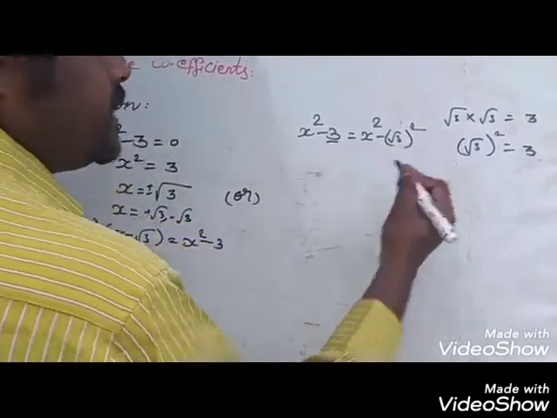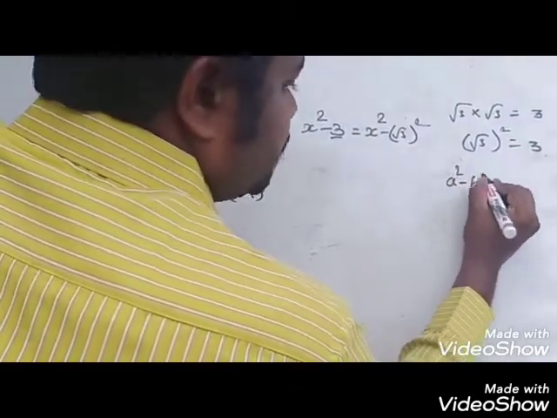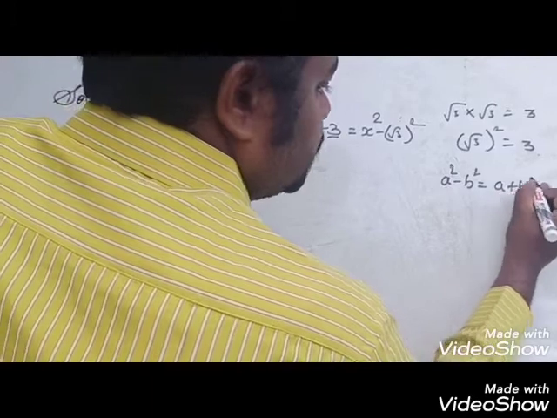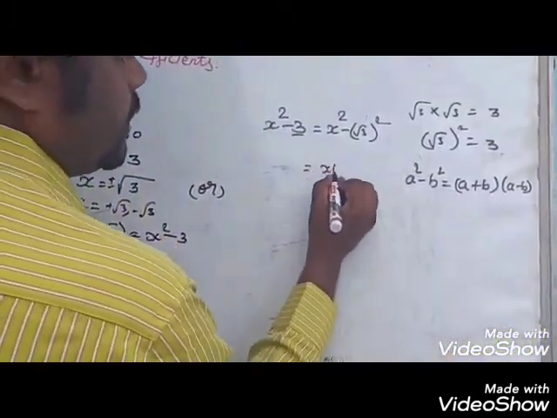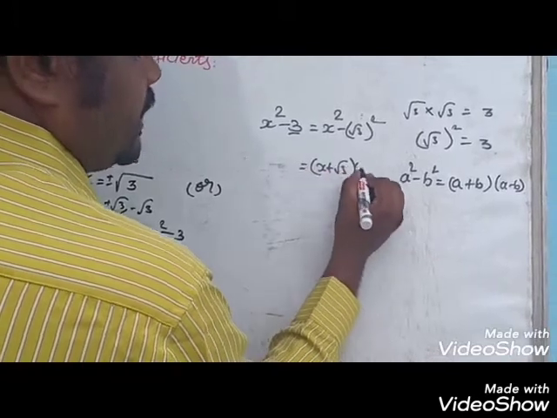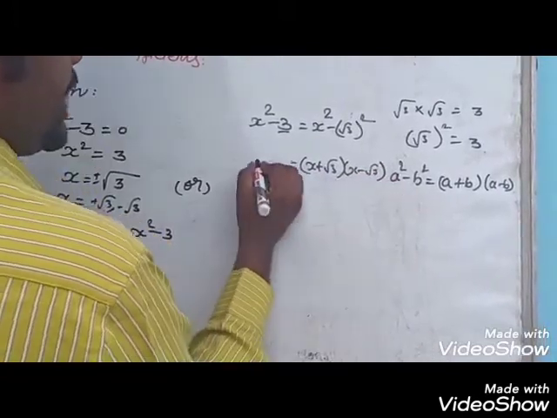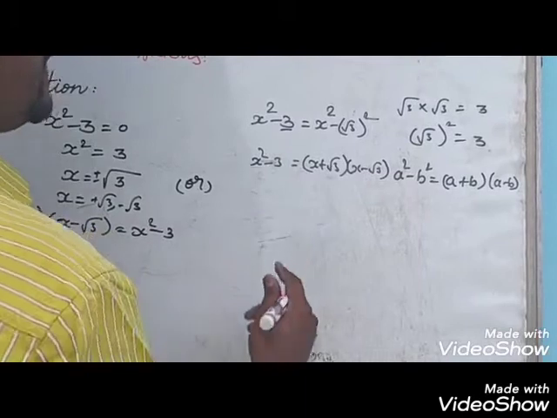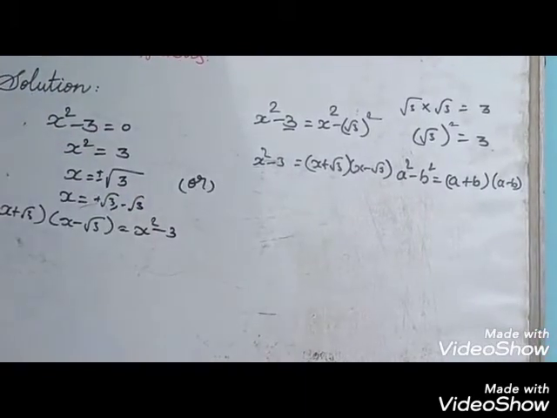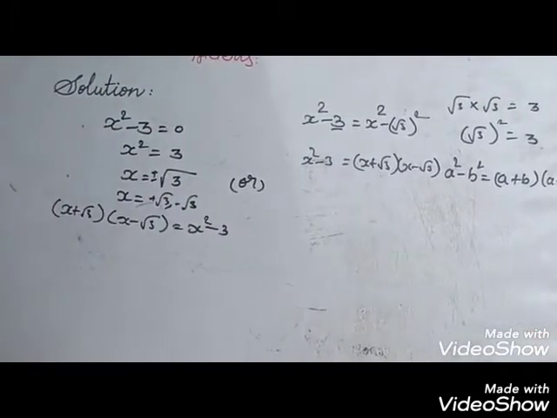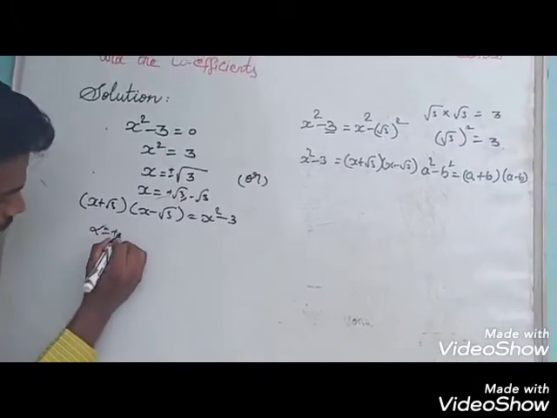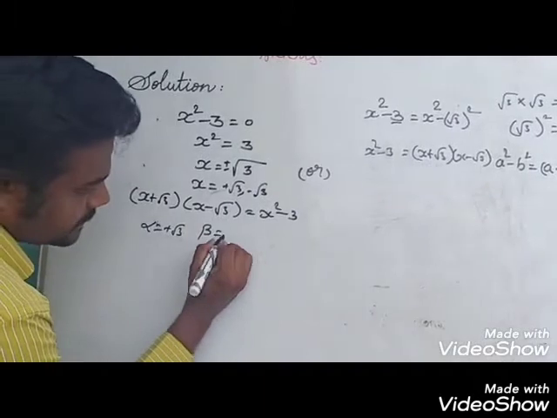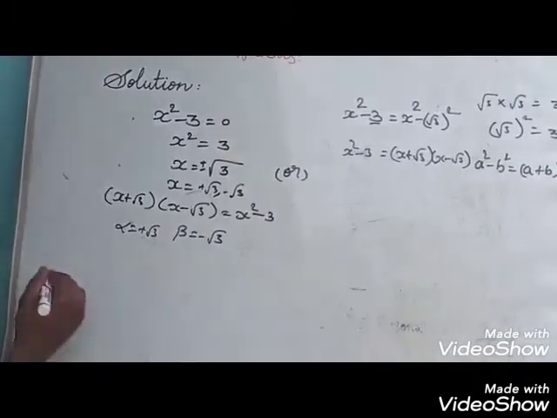So using the identity a square minus b square equal to a plus b into a minus b, I spread this as x plus root 3 and x minus root 3. So x plus root 3 and x minus root 3 are the factors of x square minus 3. Now we conclude plus root 3 and minus root 3 are alpha and beta. Therefore alpha equal to plus root 3, and beta equal to minus root 3.